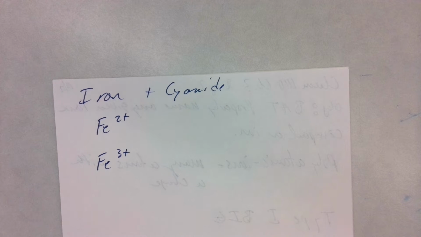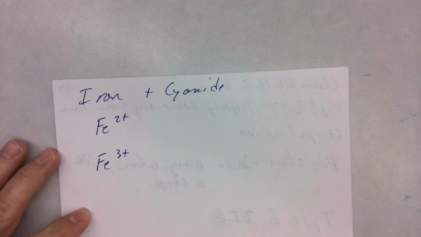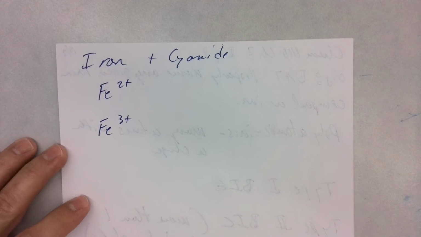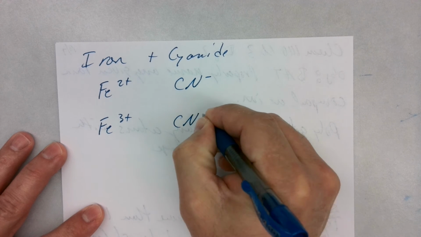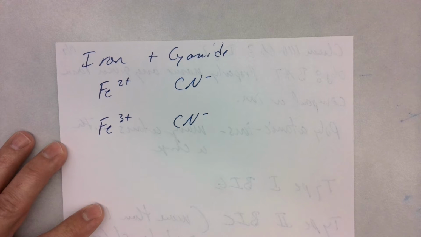Now, cyanide. Does anybody know what cyanide is? It is CN negative, good job, but what is it? No, you don't know what it is? Anybody know what cyanide is? Poison. It's a poison. Yeah.